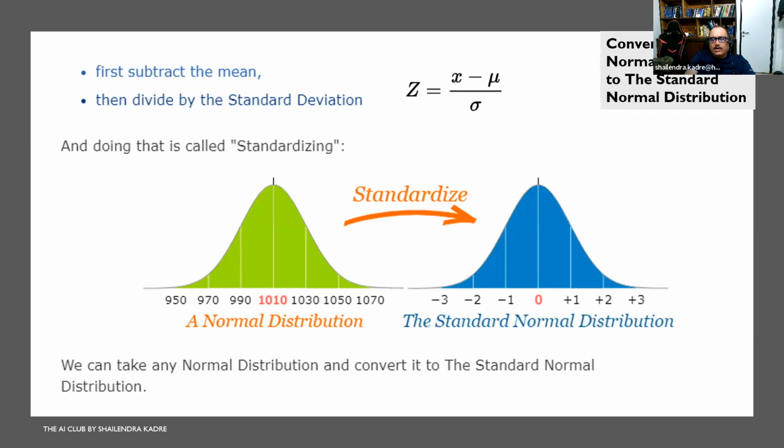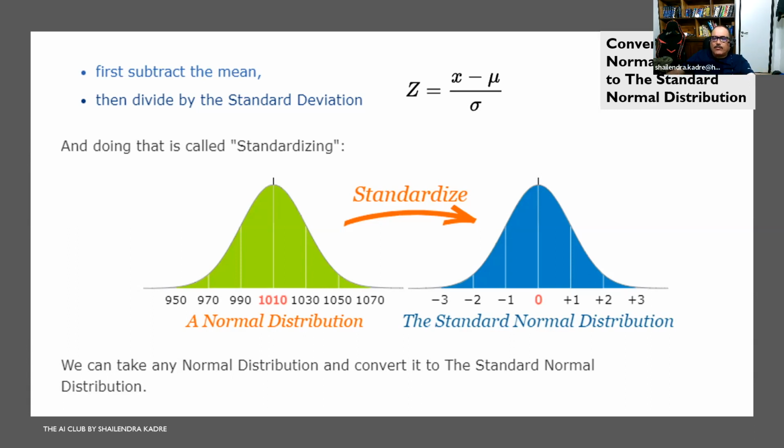Instead of this particular green one, I convert it into a standard normal distribution. A standard normal distribution means I plot only standard deviations: 1 means one sigma away from the mean, mu. Then 2 means 2 sigma away from the mean. The mean is 0 here. So 3 means 3 sigma away from the mean.